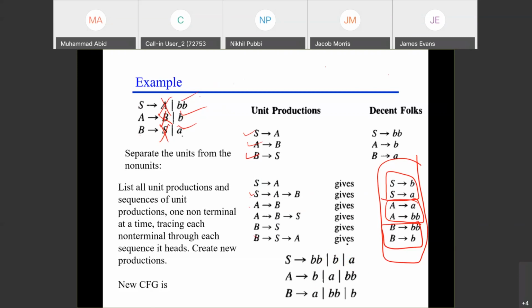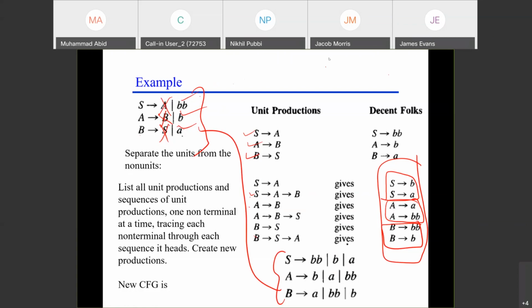And this grammar is a new context-free grammar. It is equivalent to this grammar without any deficiency. And we just kill the unit productions and we get this thing. Make sense?